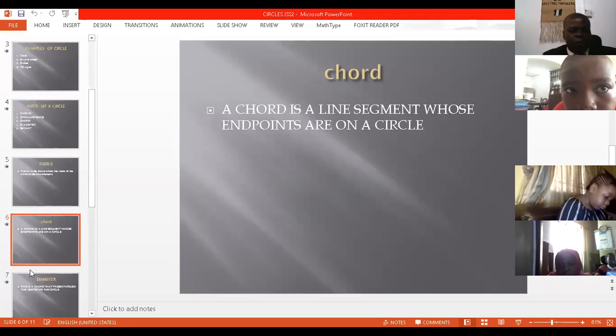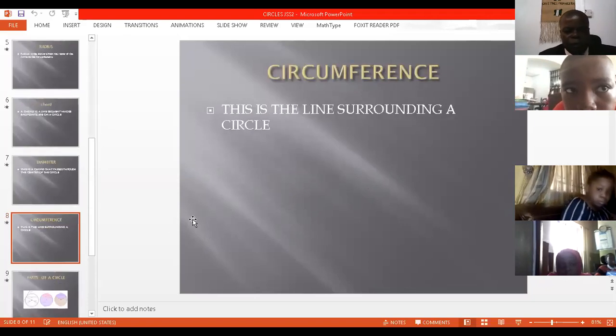That is the chord. Also, we have the circumference. This is the line surrounding a circle. This is the line that surrounds a circle.